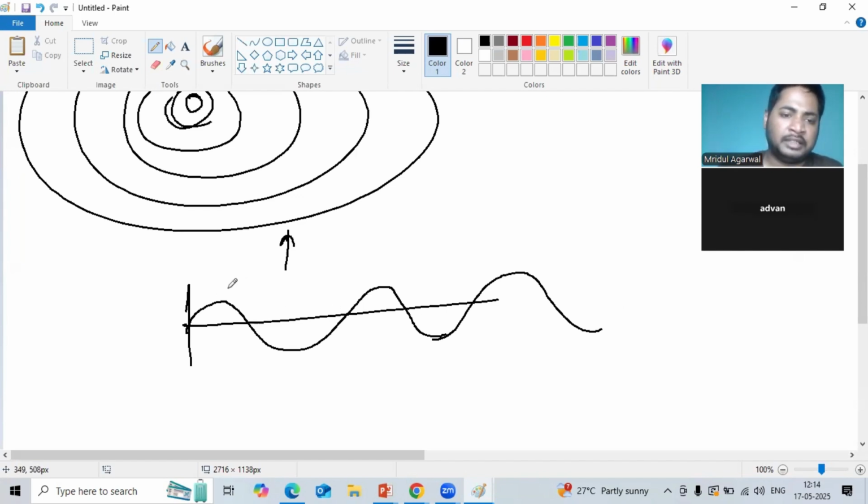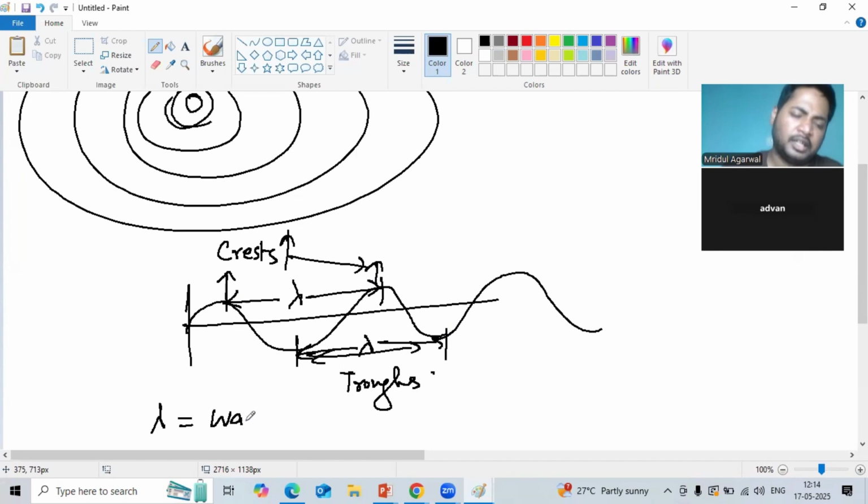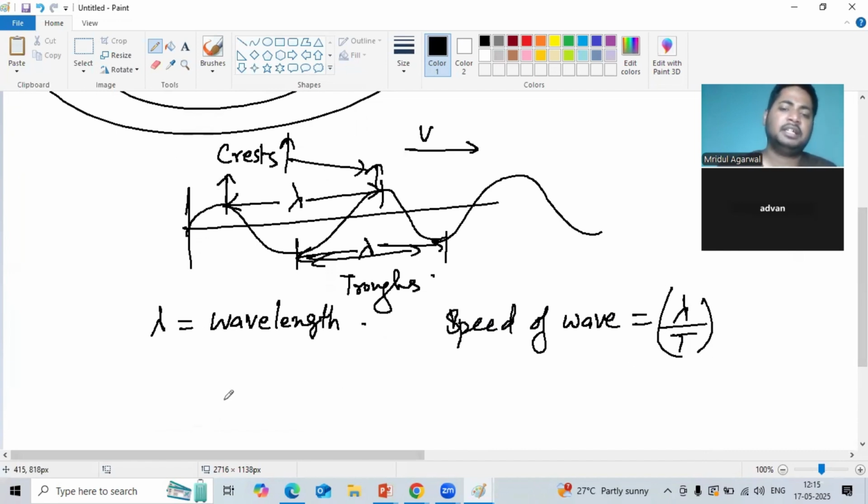Now this is known as the crest, and this is known as the trough. These are troughs. The distance between two consecutive crests or two consecutive troughs is known as the wavelength. This is your wavelength. And the speed of the wave is given by distance over time taken. So lambda is covered in one time period T, so lambda over T is the speed of the wave.